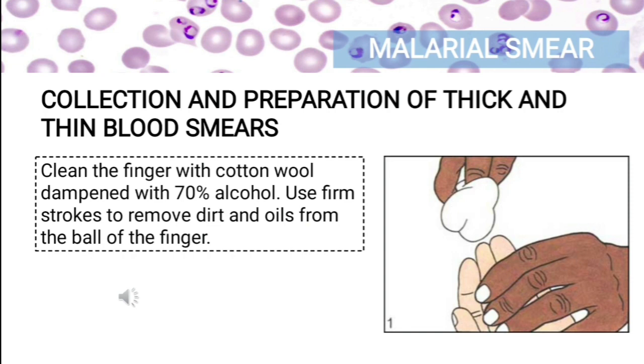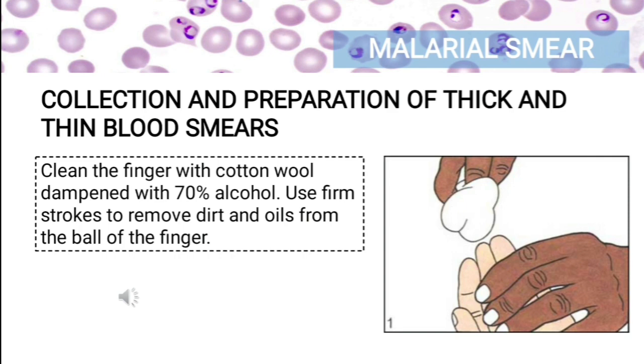After selecting the third or the fourth finger of the patient, now you must clean the finger with cotton wool dampened with 70% alcohol. You must use firm strokes to remove dirt and oils from the ball of the finger. And please remember everyone that capillary blood should be free-flowing and not contaminated with the alcohol used to cleanse the puncture site. Blood that is milked from the finger will be diluted with tissue fluids, which makes it difficult to detect the parasites.